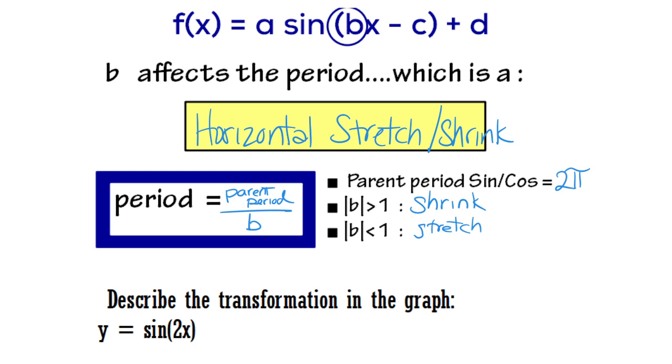All right, so let's look at this example, and we're just going to go ahead and do this orally. Not going to take the time to write it, but if I see a 2 right here, that's going to be a horizontal shrink by a factor of 1/2.